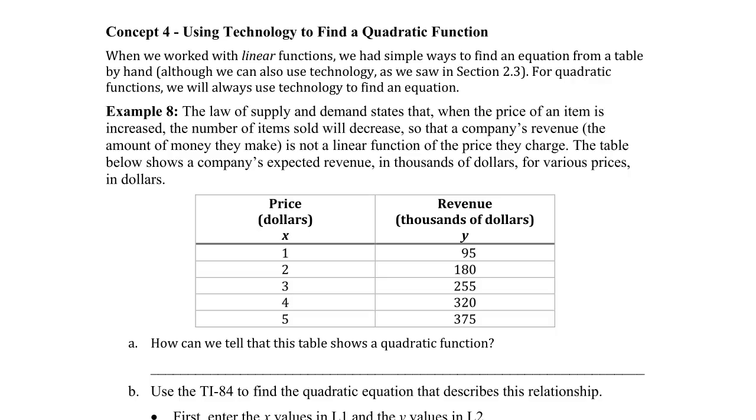The next thing we want to do is be able to take a table of values or a story that gives us a quadratic model and go from that table of values or story to an actual equation for our quadratic function. And we had a number of ways of doing that for a linear model. We had ways of doing it by hand. We also had a way of doing it with technology.